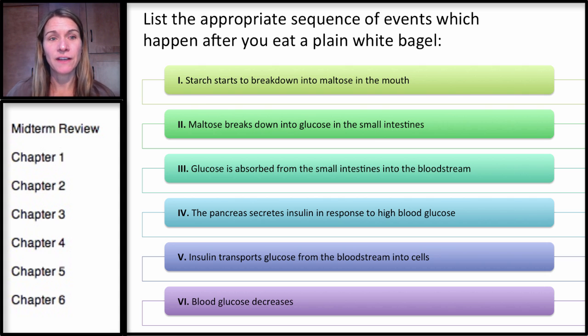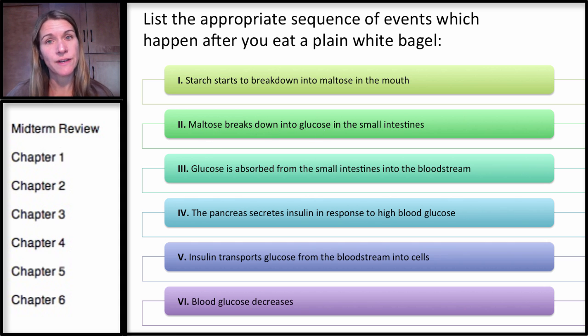But always look for starch. That's going to be your beginning process. We'll start with starch, or look for the organ it starts in, say the mouth. So we know that starch is going to break down to glucose chains and maltose in the mouth. That's where it starts. So now we have maltose, which breaks down to glucose in the small intestines.